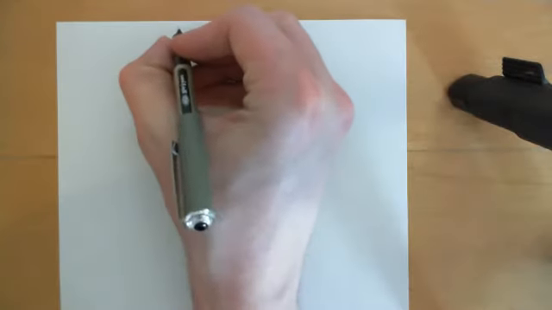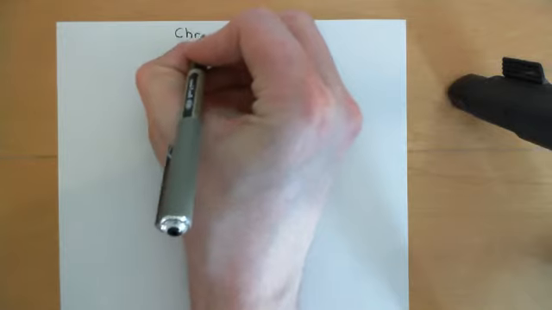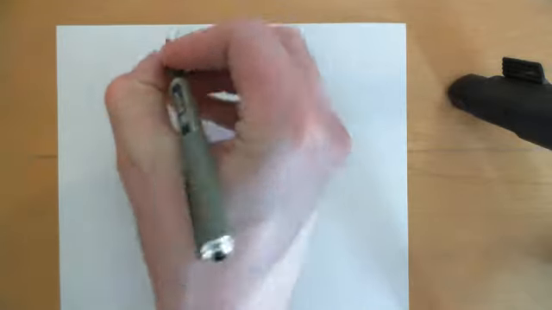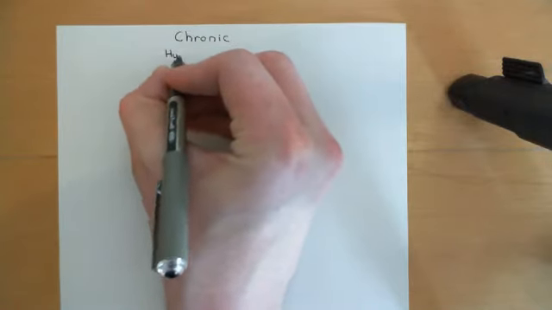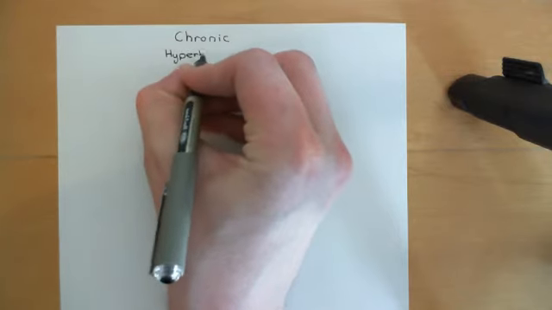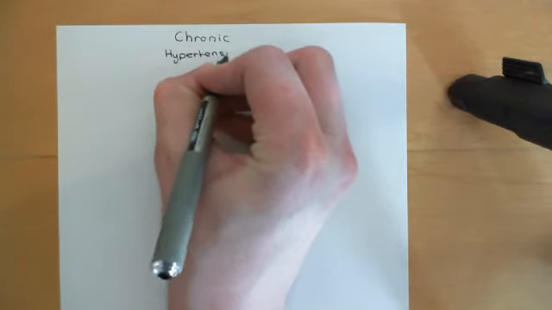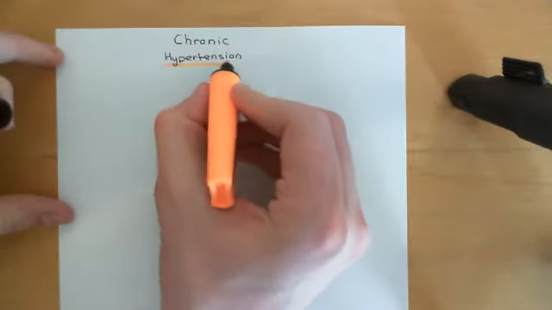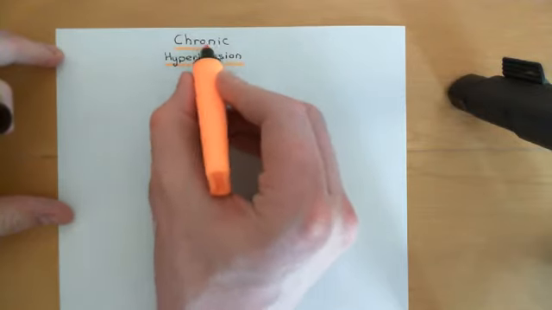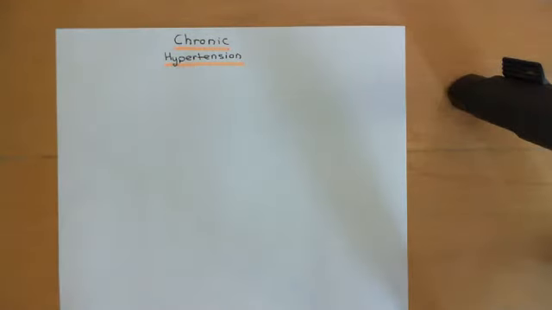So what we now want to discuss is the pathogenesis of heart failure as a result of chronic hypertension. I'm going to draw a flow diagram for this. The starting point is chronic hypertension, which means that your arterial blood pressure is going to be too high for an extended period of time. Hypertension refers to too high arterial blood pressure, and chronic means that it's for a long period of time.